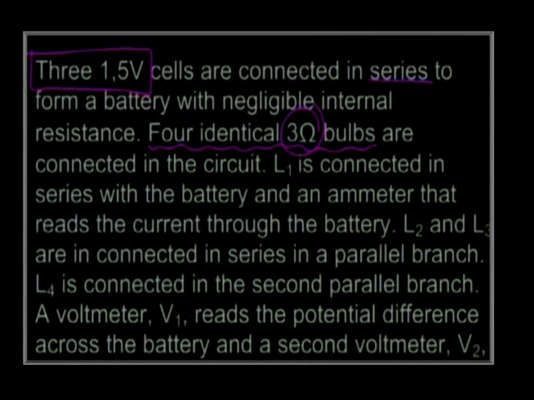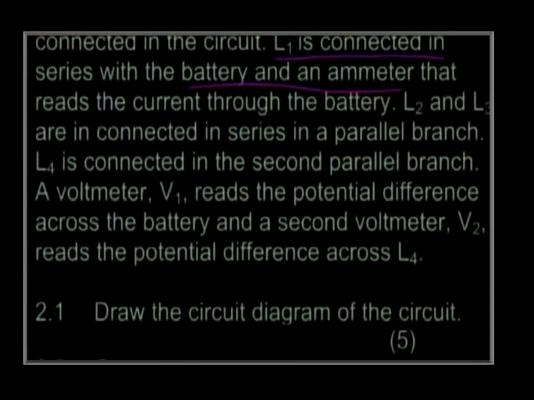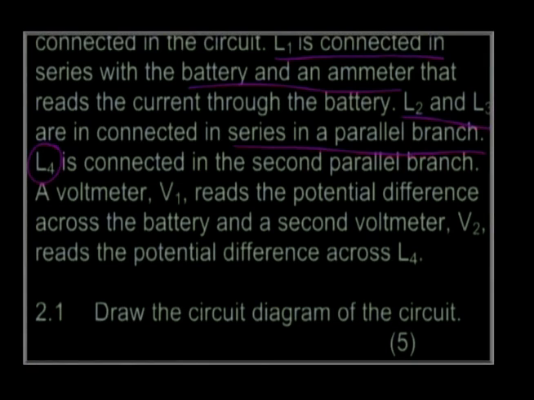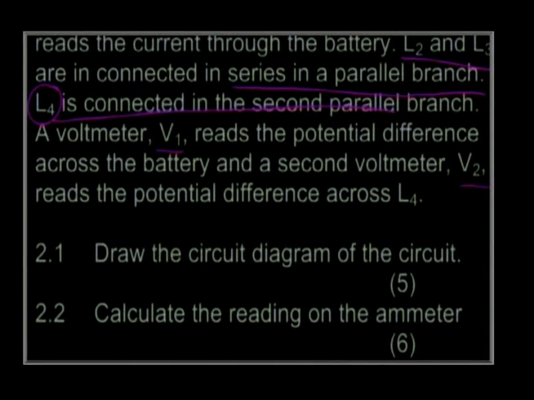Then they tell us that L1 is connected in series with the battery and an ammeter. So you're going to have to include an ammeter in your diagram. And L2 and L3 are connected in series in a parallel branch. That seems almost like a bit of a trick question. So we're going to have a parallel branch, and these two will be connected one after each other in that specific branch. And then light bulb 4 is connected in a second parallel branch, and we've got voltmeter 1 and voltmeter 2. Voltmeter 1 is going to be connected across our cells, and voltmeter 2 would be across light bulb 4.